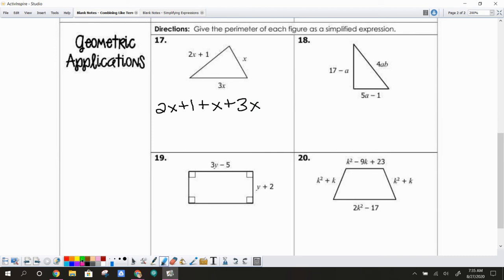Okay, and then I can go ahead and highlight. So I have my x term here, an x term here, and an x term here. And then I have a constant term. So I'm going to go ahead and do my 2 plus 1 plus 3. 2 plus 1 is 3. 3 plus 3 is 6. And then plus 1. Okay, so my final answer here is 6x plus 1. Try 18. All right, so if you've tried 18, you should have first rewritten it.